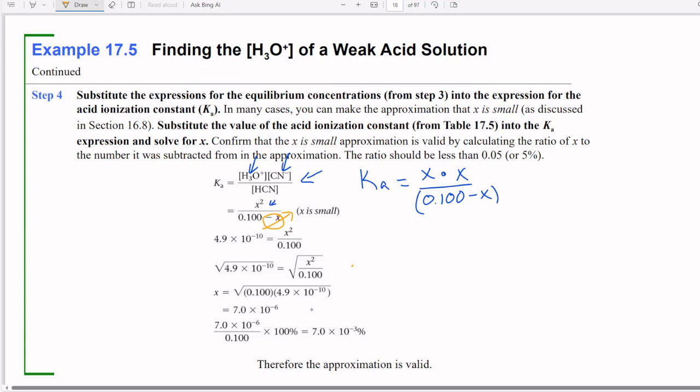The way we can do that is we can take the square root of both sides and solve for X, and we get X is equal to 7 times 10 to the minus 6. And so that is our H3O plus concentration. Now that's all that we were required to find here, was the H3O plus concentration, but you can just go ahead and calculate the pH. If you take the negative log of that, you can calculate the pH from this value.